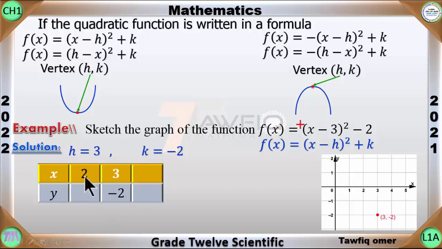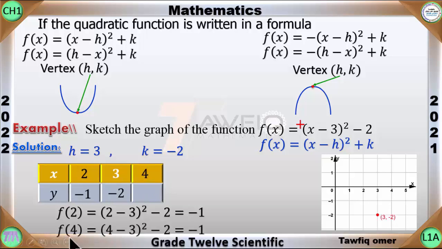Smaller than 3 is 2 and find y. f of 2 is equal 2 minus 3 square minus 2. 2 minus 3 is minus 1. Square is 1. 1 minus 2 is minus 1. Here y is minus 1. Then the new point is 2, minus 1. Let's take a value bigger than 3. Let it be 4. Find y. f of 4 equal 4 minus 3 square minus 2 is equal minus 1.